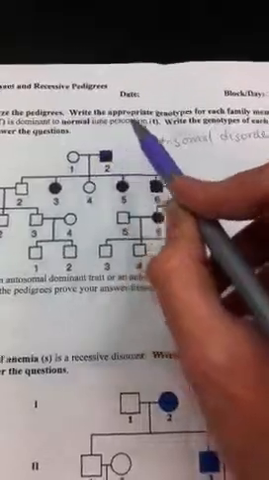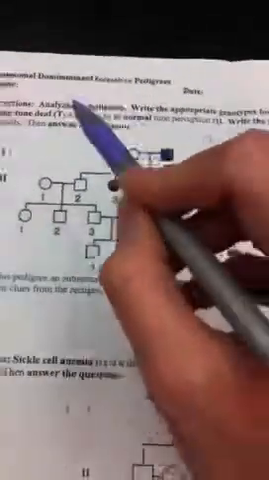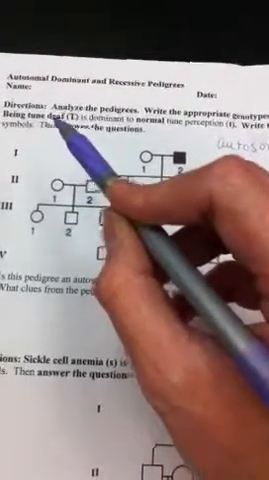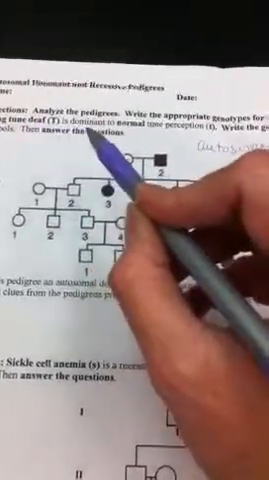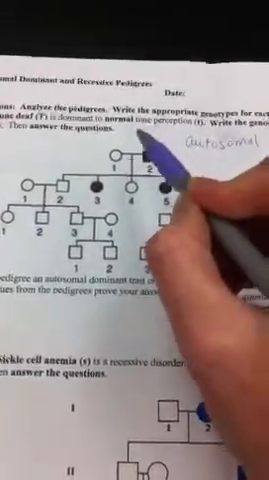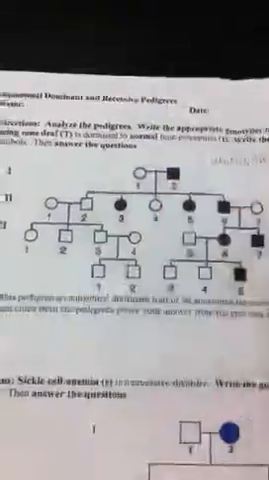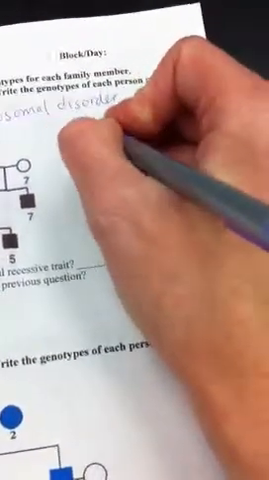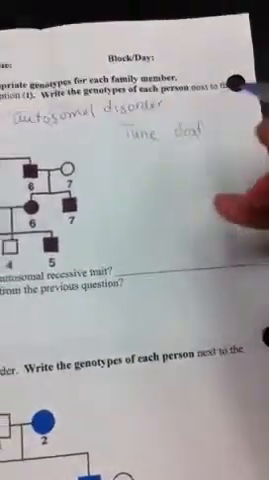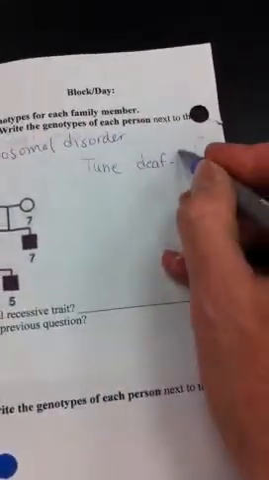Our directions say, write the appropriate genotypes for each family member. Being tune deaf, that means not being able to hear a tune, is dominant to normal tune perception, meaning being able to hear the tune correctly. So let's make a key. If you are tune deaf, you're going to have at least one capital T.